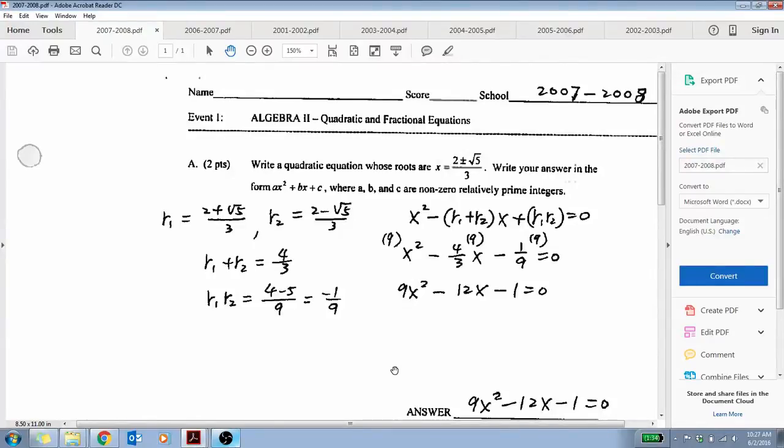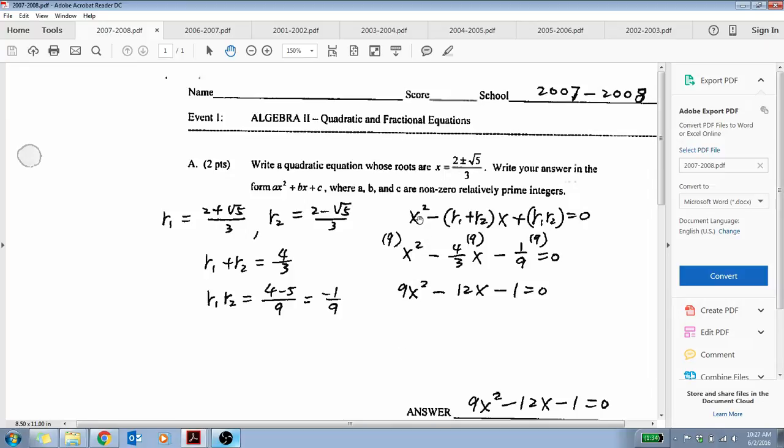Write a quadratic equation whose roots are x equals 2 plus or minus square root of 5 over 3. Write your answer in the form ax squared plus bx plus c, where a, b, and c are non-zero, relatively prime integers. Now for these type of problems, when you're trying to create the equation given the roots, I'm going to use this technique for all of these type of problems.